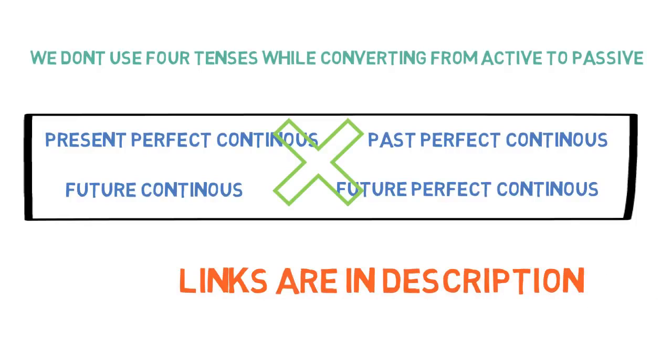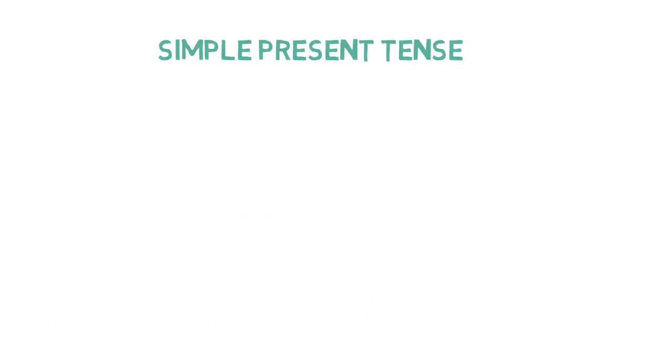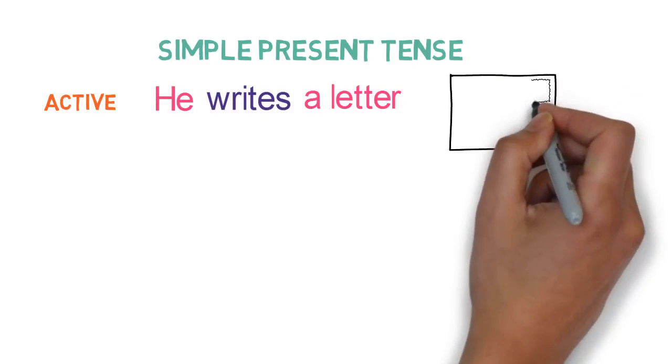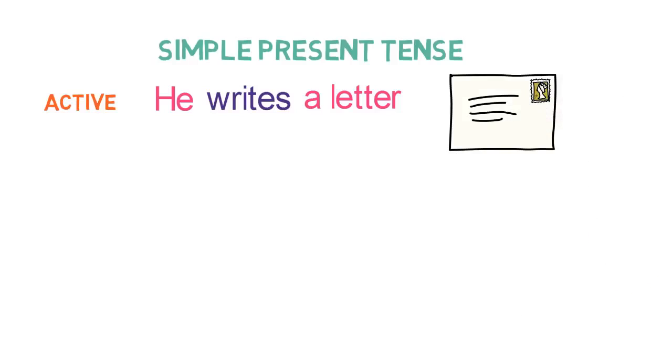Now we will see examples of each of the 8 of them to make things clearer. Let's see. For simple present tense, the active sentence is he writes a letter. Now to convert it into passive, we will use the 5 steps we discussed previously.